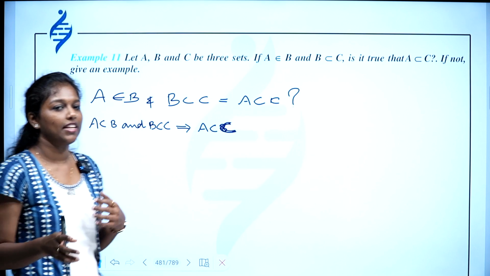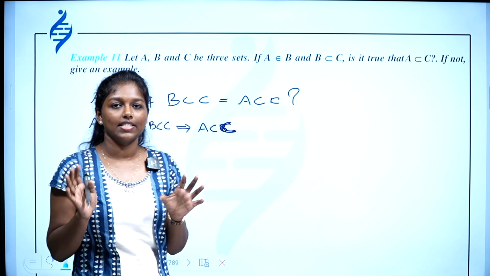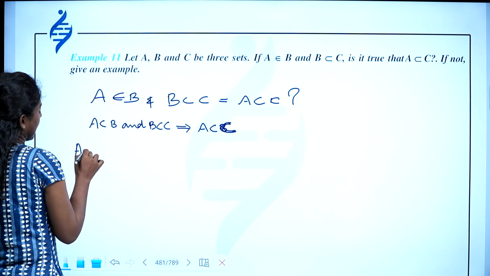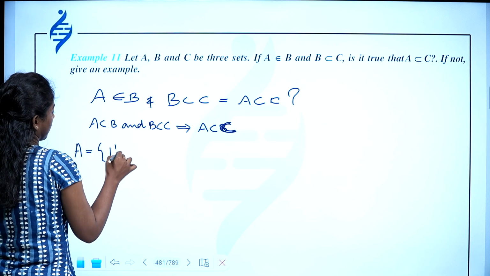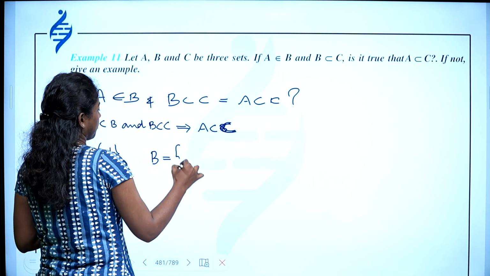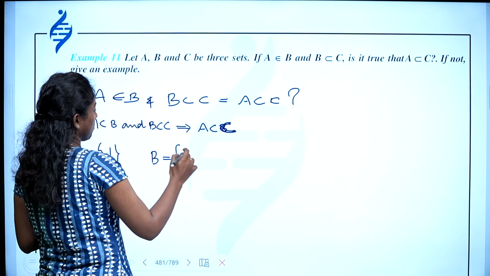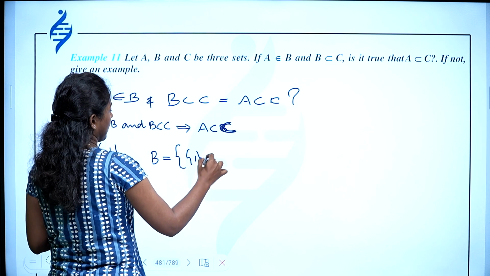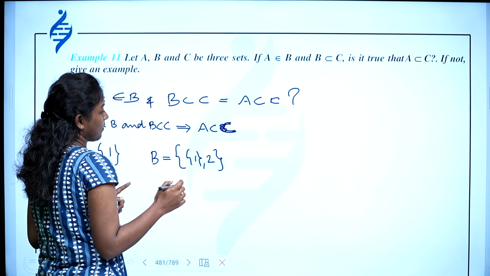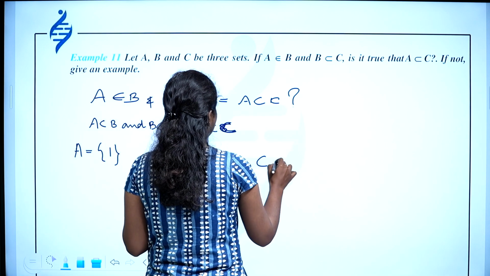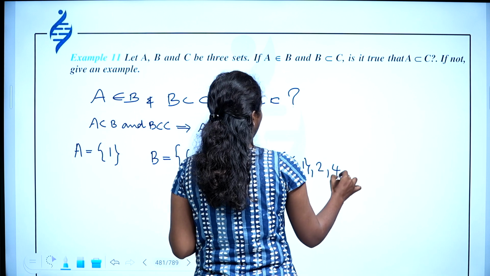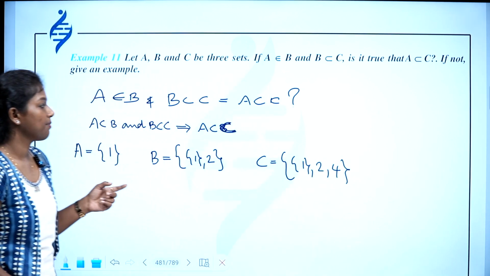If you are saying something is false, you should give an example, then only our statement will be valid. So I am writing A as {1}, okay, and I am writing B as {1, 2}, since A belongs to B. Then B is a subset of C. So what is C? I am writing C as {1, 2, 4}. Okay, so this is my C.